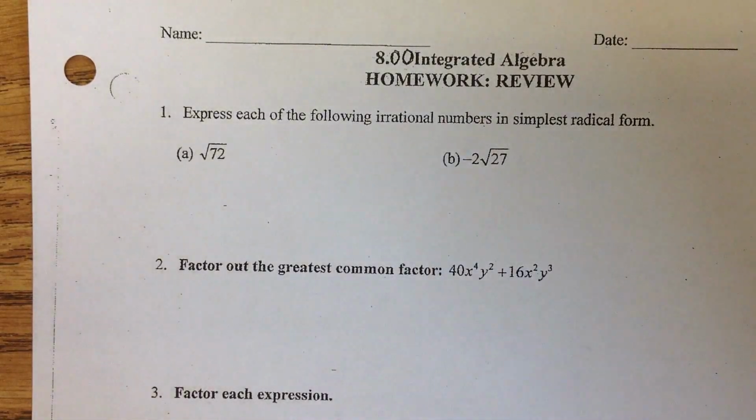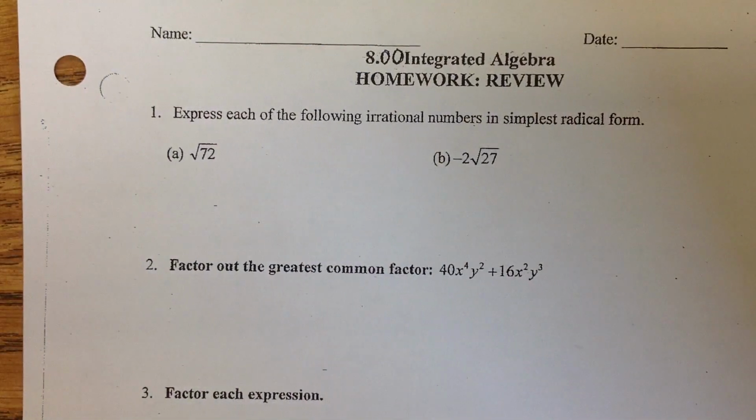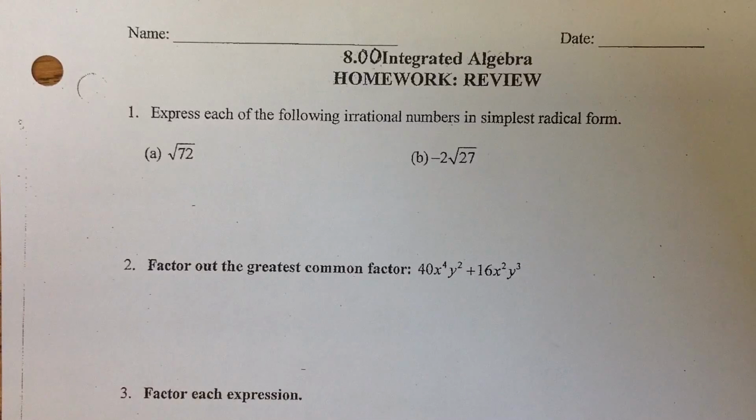This is the review homework for the Unit 8 test. So it's got a little bit of everything we've been working on. Alright, let's take a look at number 1. Express each of the following irrational numbers in simplest radical form.